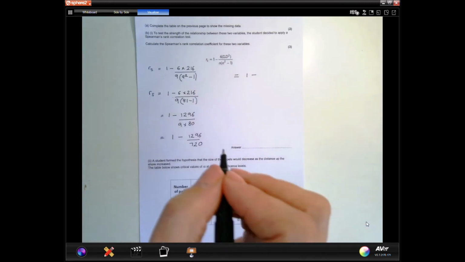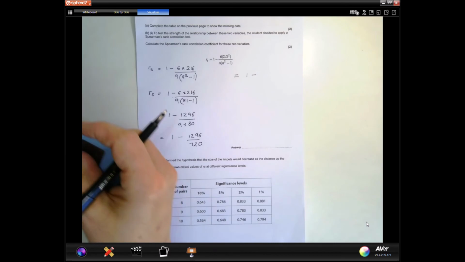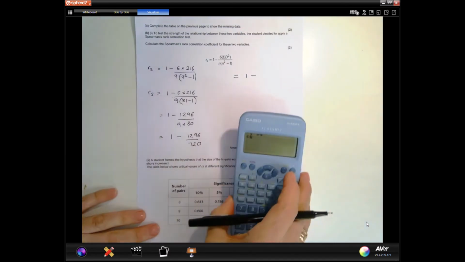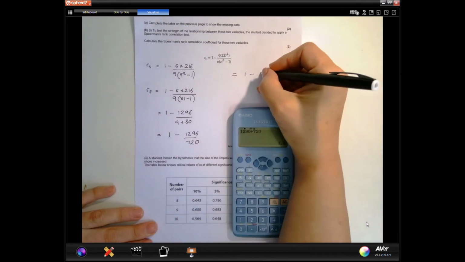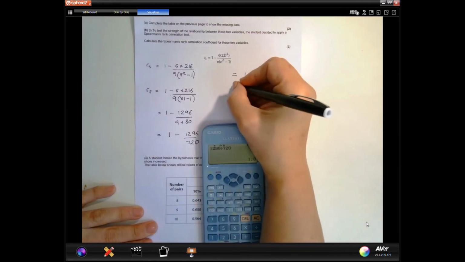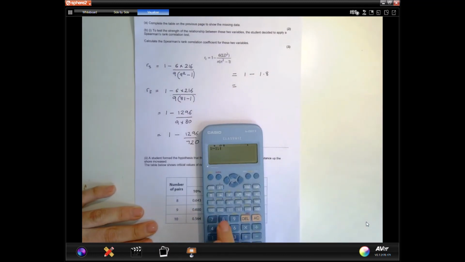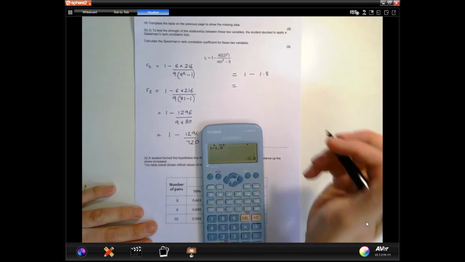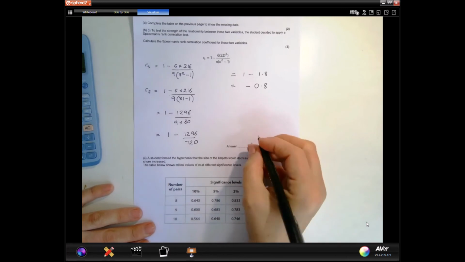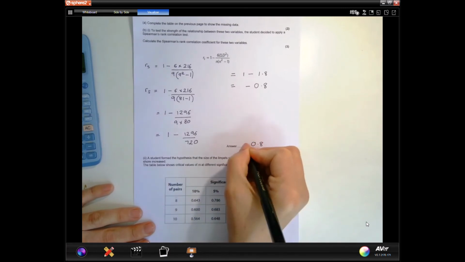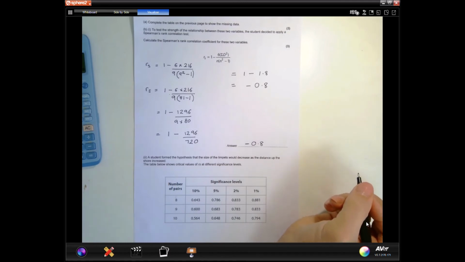So that equals 1 minus, let me grab my calculator, sorry. Okay, so we're over here now. 1296 divided by 720 equals 1.8. So 1 minus 1.8 equals minus 0.8. So our answer is minus 0.8. Remember what I said about the minus signs.